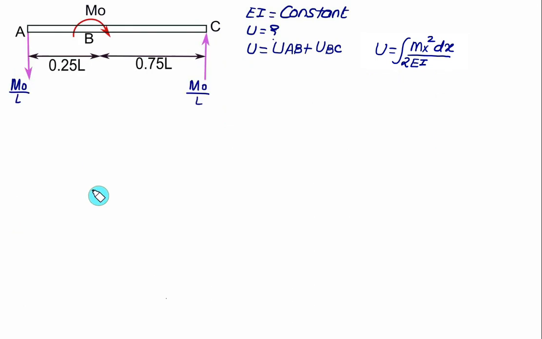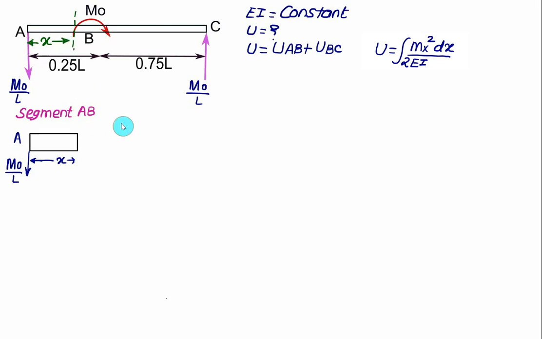To find the strain energy for the beam AB, I will take the section just on the left hand side of B. So let's consider this section here at a distance x from A. At point A, we have a force acting vertically downward equal to M0 divided by L. The section is at distance x. For this segment AB, x has a lower limit of 0, so 0 is less than or equal to x, which is less than or equal to 0.25 times L.